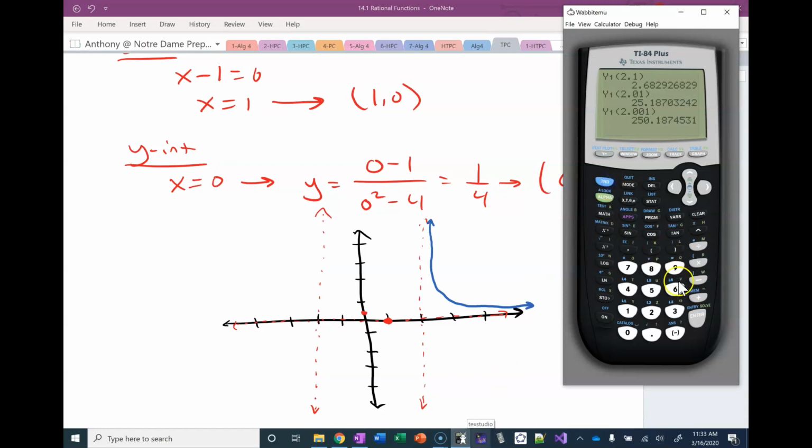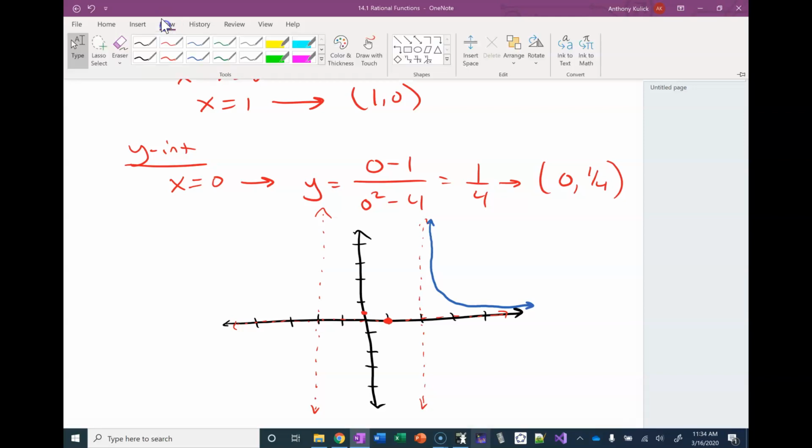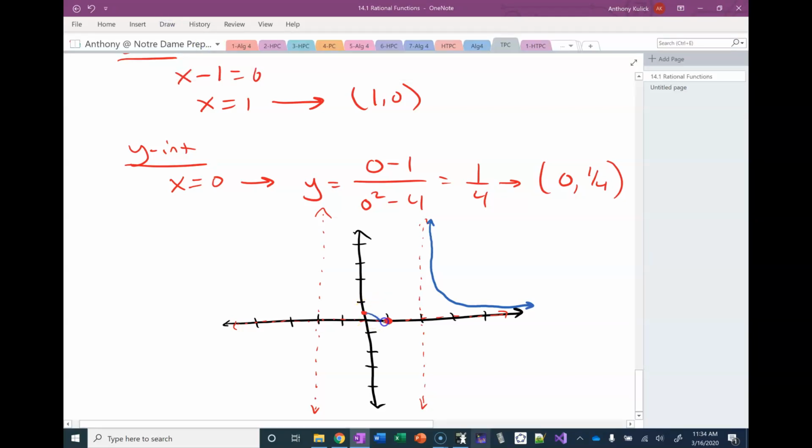Now let's see what's going on the other side. So here I'm going to be looking at maybe 1.9, and then 1.99, and then 1.999, and I see that I'm getting progressively smaller and smaller and smaller. So what I can ascertain from that is that this part of my function is doing this. As I'm getting closer and closer to that vertical asymptote, things are getting smaller and smaller and smaller.